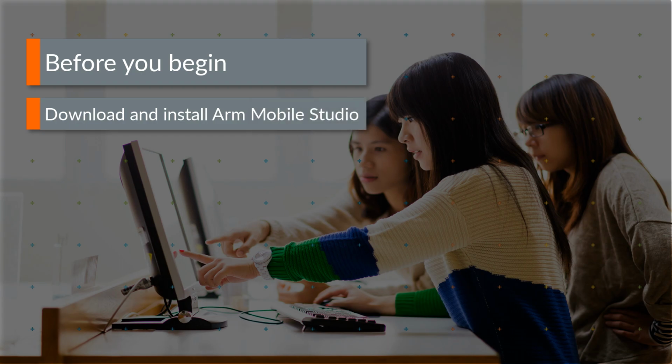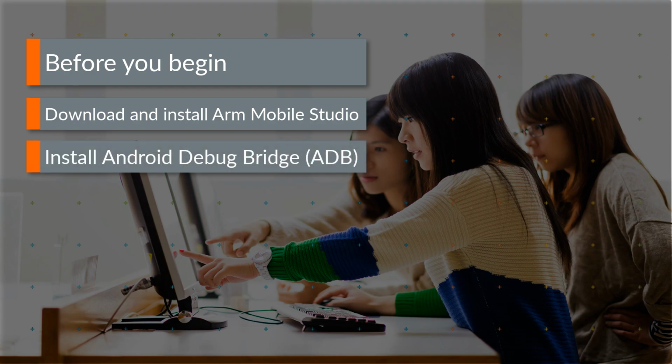First, let's make sure you have everything you need installed. Get the ARM Mobile Studio package from the ARM developer website. You'll need to log in with an ARM account to access the download. Streamline uses Android Debug Bridge to capture data from your device, so you'll need to have this installed.